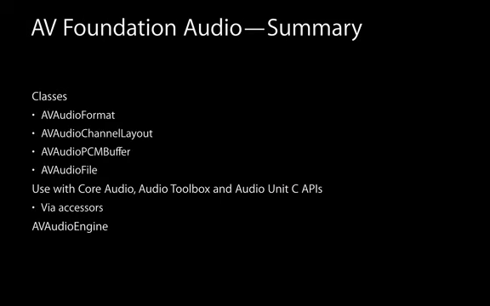So that brings us to the end of my section of this talk. We saw the AVAudioFormat, channel layout, PCM buffer, and file classes. You can use these without AVAudioEngine, using your existing code with the Core Audio, Audio Toolbox, and Audio Unit C APIs if you're careful to stay real-time safe, and you can use those accessor methods to extract the low-level C structures. And again, we'll be seeing how these are used in more detail in the next session on AVAudioEngine.